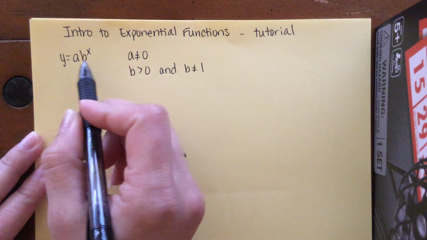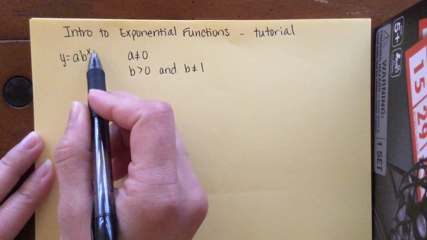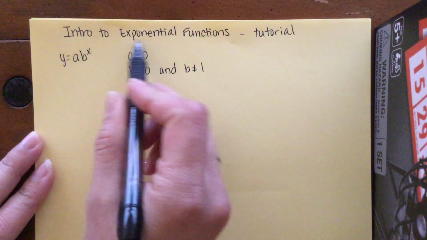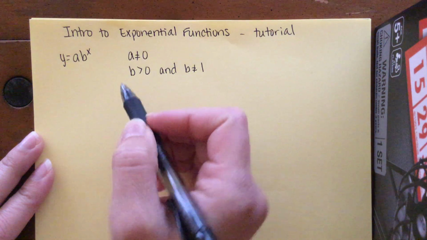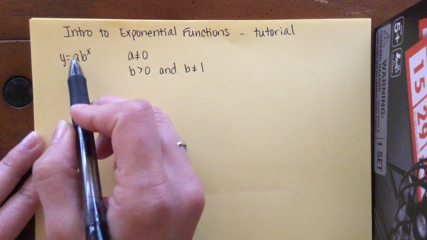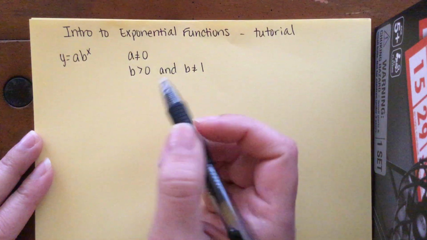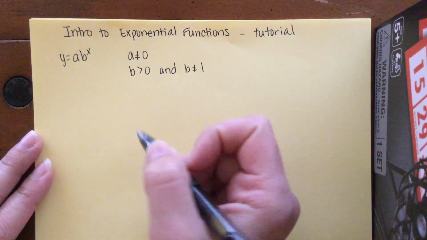It's y equals a times b to the x. B is the base. It's what's got the exponent on it. So as long as you have x as the exponent, it's an exponential function. A can't be 0. If a were 0, then we'd have y equals 0, which is just the x-axis. So it would no longer be an exponential function.